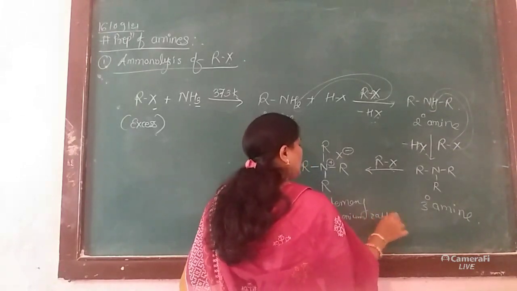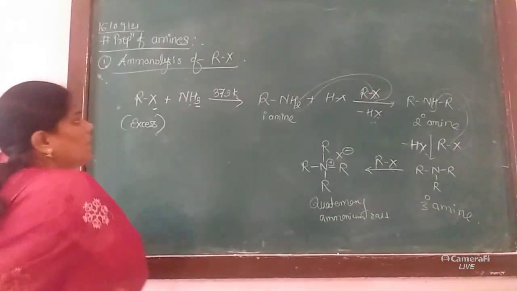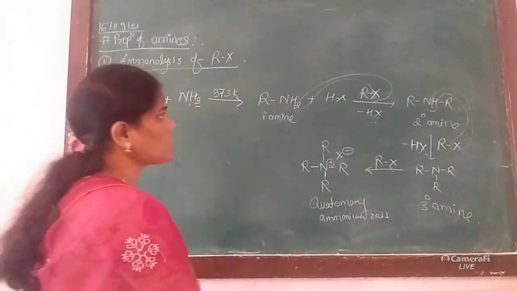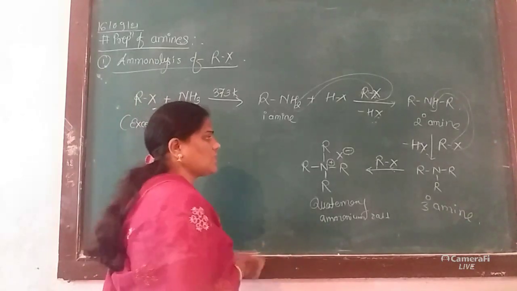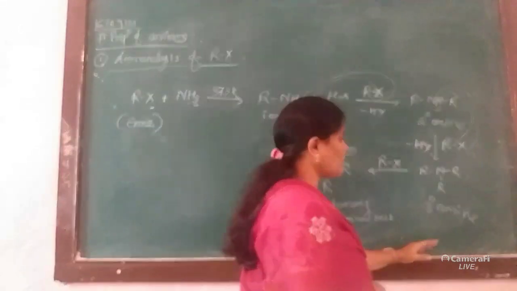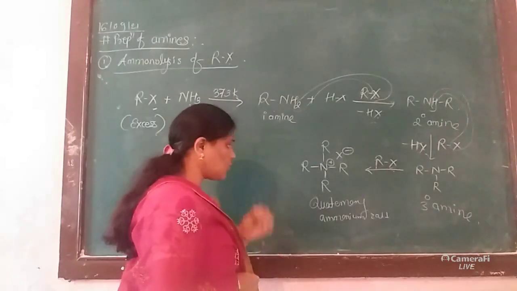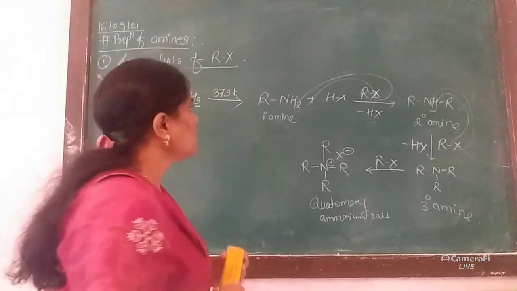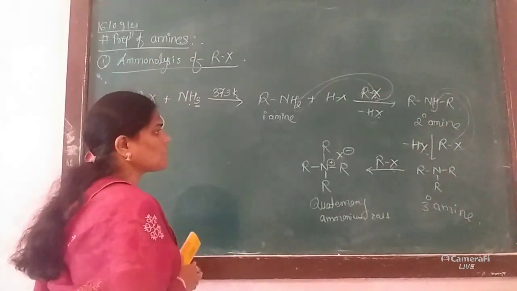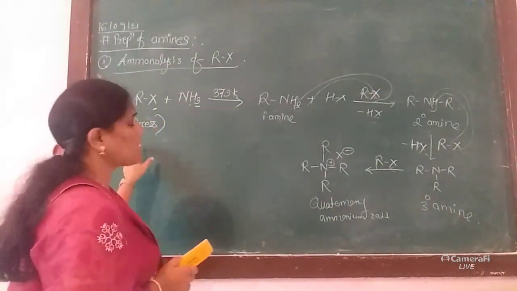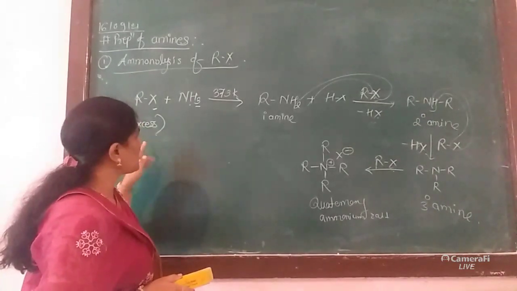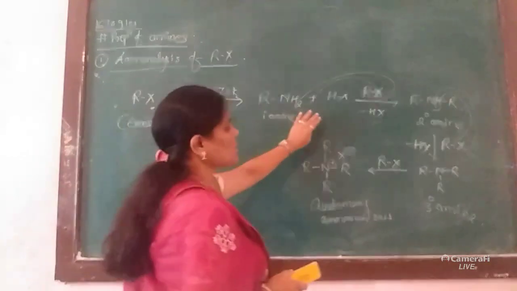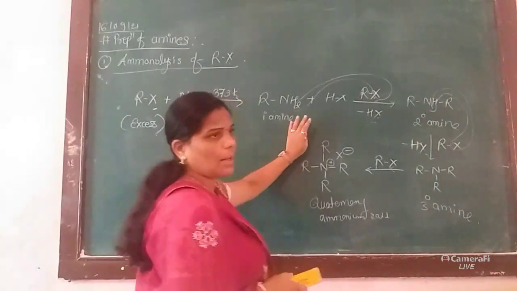So the primary amine, when there is excess alkyl halide, is converted into secondary amine. Secondary amine is converted into tertiary amine, and tertiary amine is converted into quaternary salt. So it is a very simple reaction: formation of primary amine, and formation of secondary or tertiary amine when we use alkyl halide in excess. If we do not use alkyl halide in excess, only one alkyl halide reacts with the ammonia molecule, the reaction is stopped at this stage, and it only forms the primary amine.